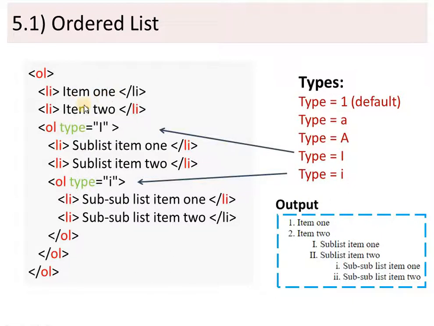Now in this list there is another list, so this one is a sublist. In the sublist I have mentioned type equals like this, so that's why it's getting a sequence like this. And now in this sublist I have included another sublist, like this.